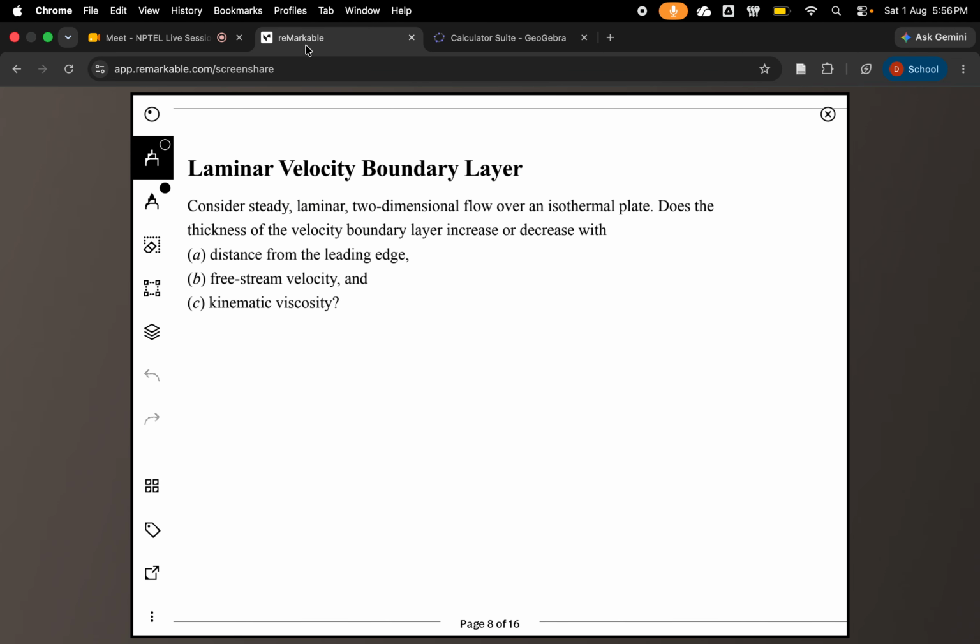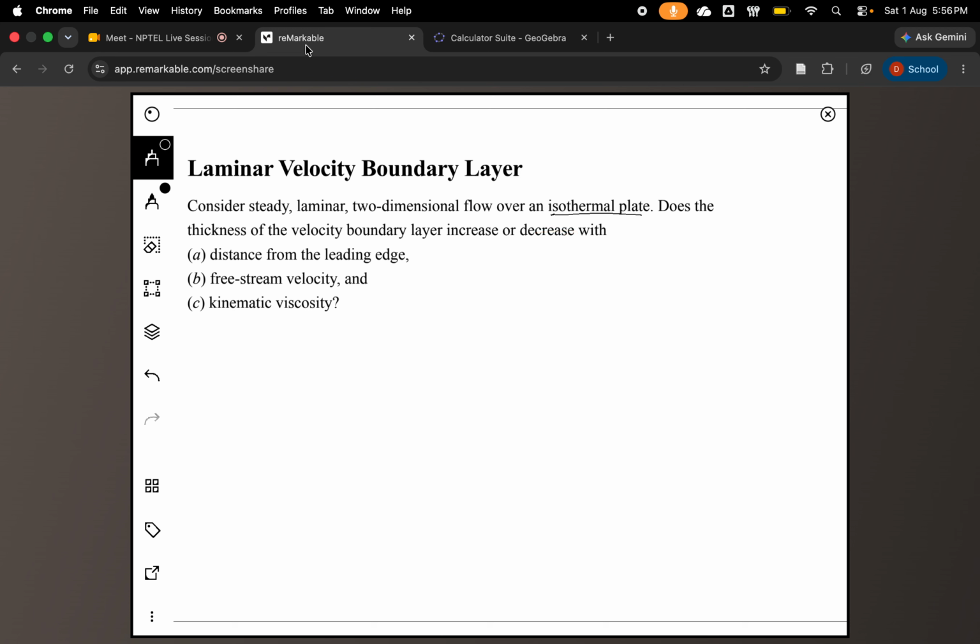Okay, these are some general questions to refresh on whatever you have already seen in the lecture videos. Consider a steady laminar two-dimensional flow over an isothermal plate. Does the thickness of the velocity boundary layer increase or decrease in these three cases?